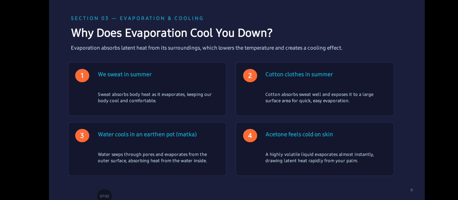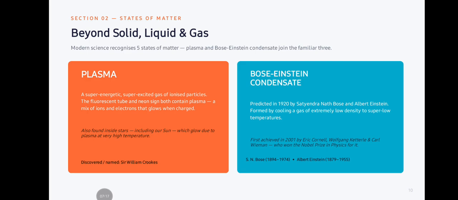Acetone feels cold on skin. A highly volatile liquid, it evaporates almost instantly, draining latent heat rapidly from your palm. Beyond solid, liquid, and gas, modern science recognizes 5 states of matter: plasma and Bose-Einstein condensate join the familiar three.